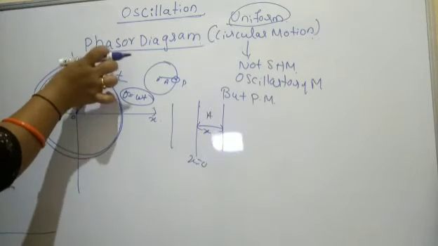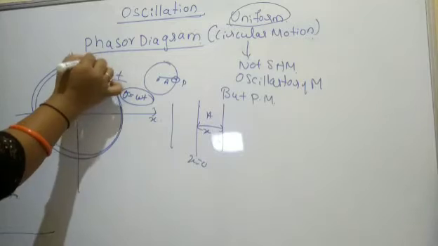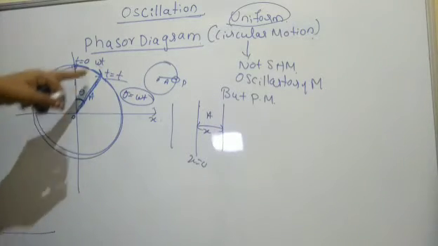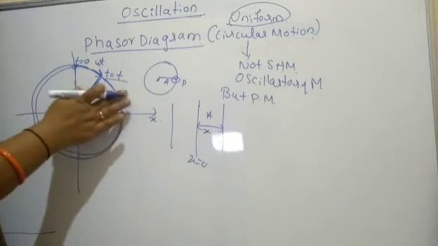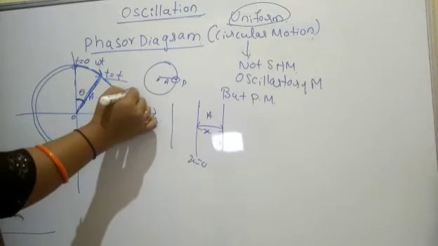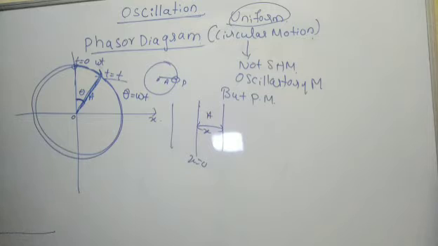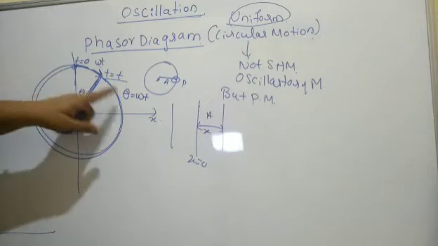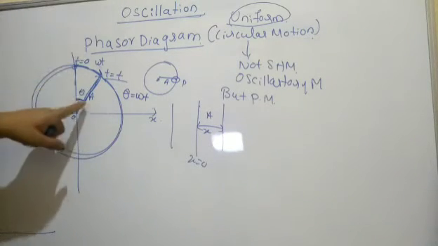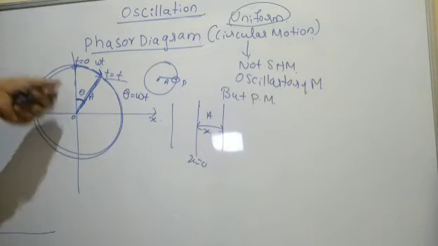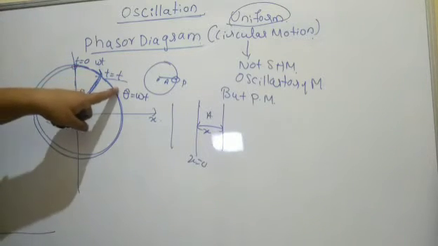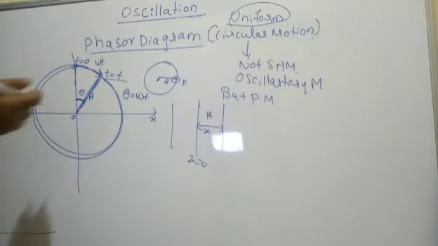So this part is what? Angular displacement with time. So theta is equal to omega t, angular displacement. Omega is the angular frequency, with time period t. So the total angle is made from t equal to 0 to a certain time t equal to t. So look at here.